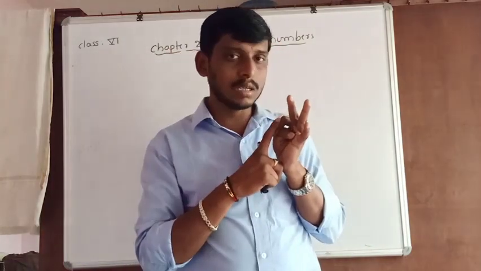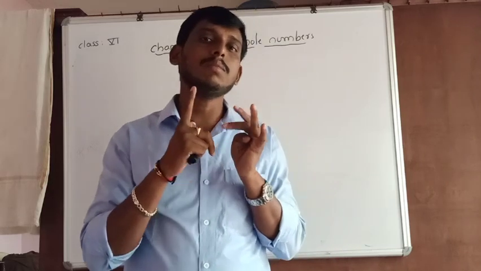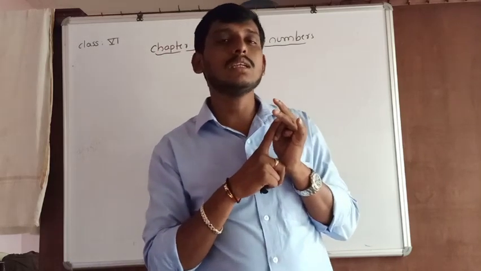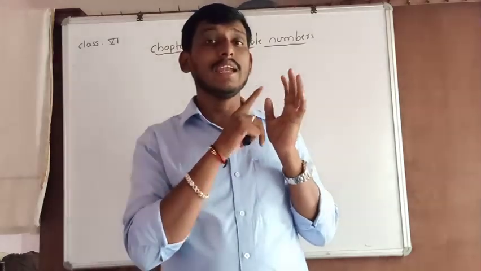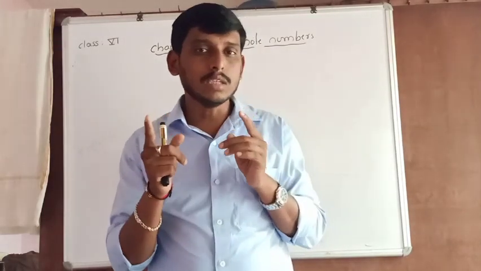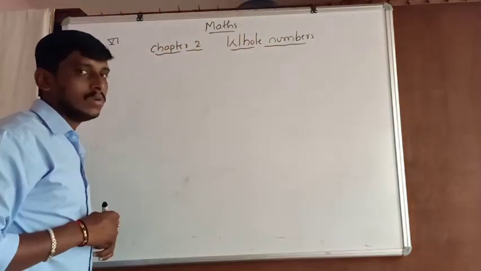What do you mean by whole number? The numbers that begin from 0 are called whole numbers. What do you mean by integers? The combination or the set of the numbers including negative natural numbers, positive natural numbers and 0. So once again I recall the definitions of whole number.